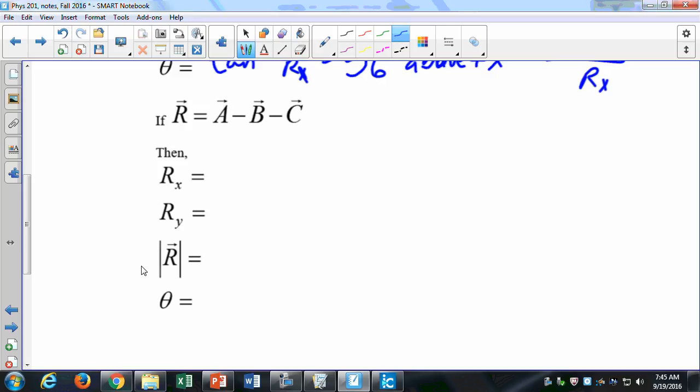Once you find the x and y component, you should be pretty easily able to find the magnitude and direction.